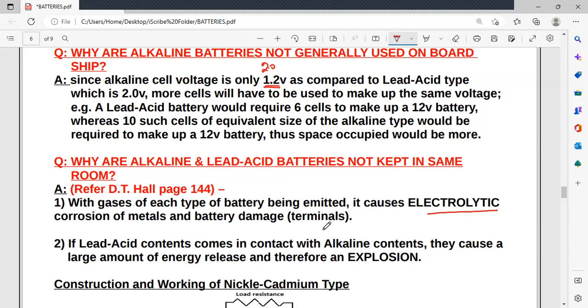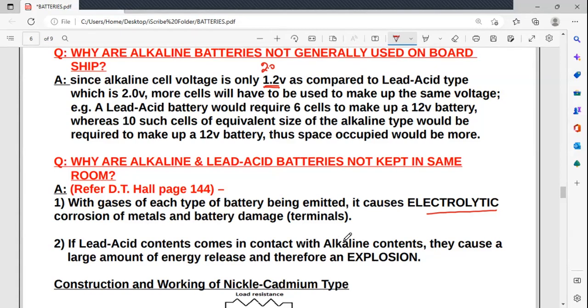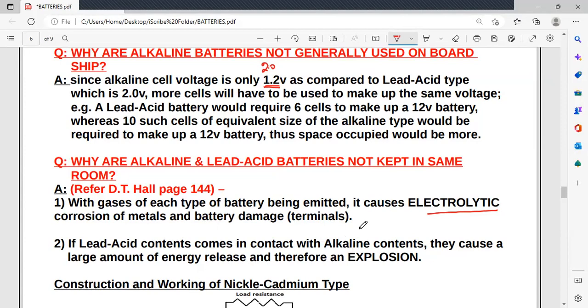Okay. So if they come into contact with each other, remember, in case you are charging and you've topped it up to more than the required amount, then they can spill and come in contact. Once they come in contact, a tremendous amount of energy is released, and then you can have an explosion also. Okay, so very, very dangerous. If you're going to have both alkaline and acid batteries on board, then you will have two separate battery lockers.